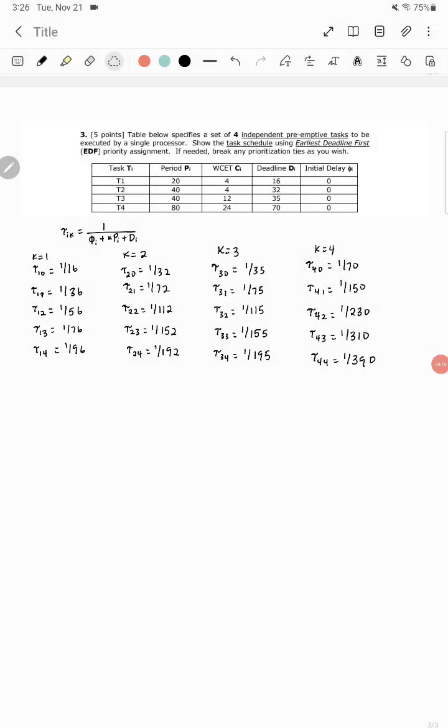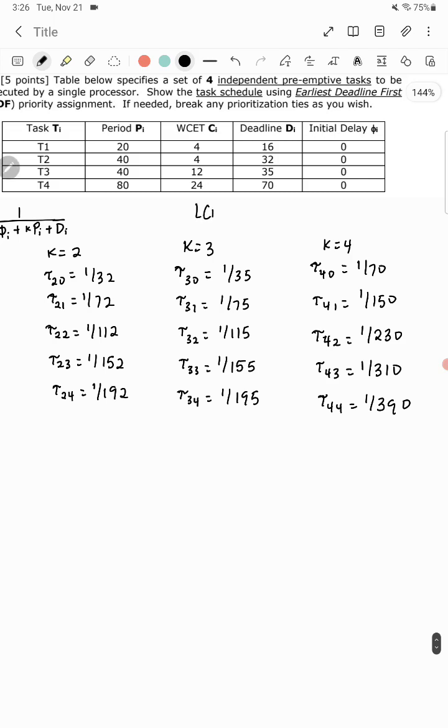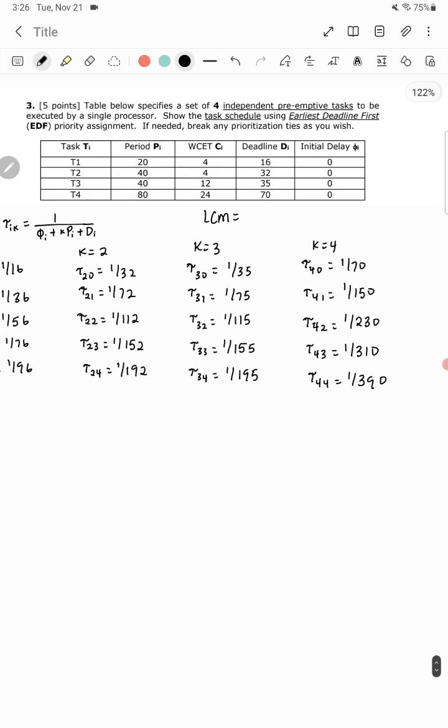Okay, by the time you're done with your calculations, you should have something that looks like this. So we are moving to the next step in EDF task scheduling. The next step is we want to find out what the LCM is. A good rule of thumb is, for the most part, the LCM is usually the largest period here. So you just write the largest period.